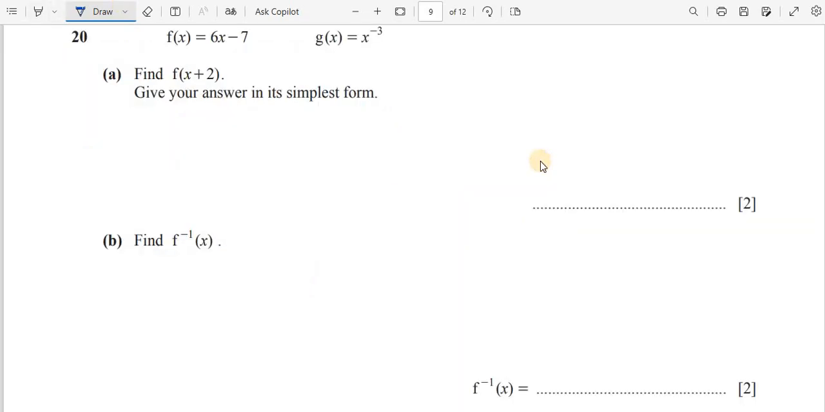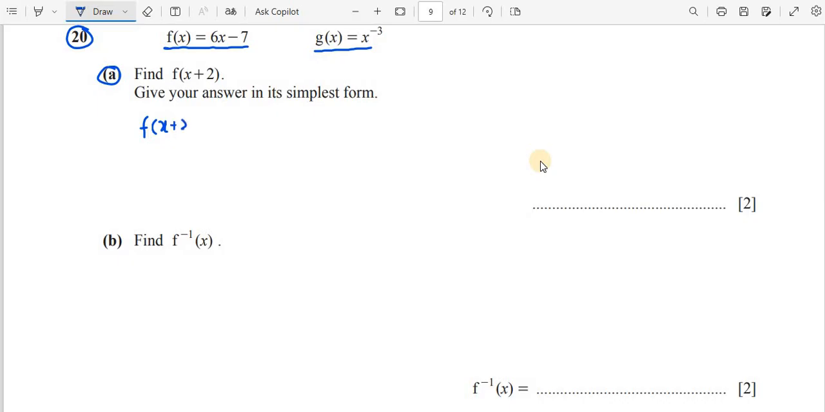Question number 20. F of x is equal to 6x minus 7 and g of x is equal to x raised to the power minus 3. Part A. Find f of x plus 2. Here the value of x is x plus 2.